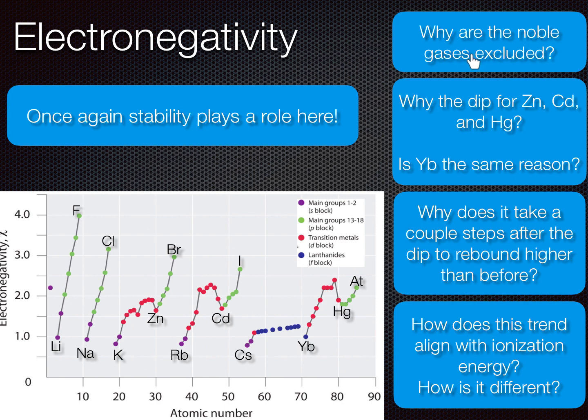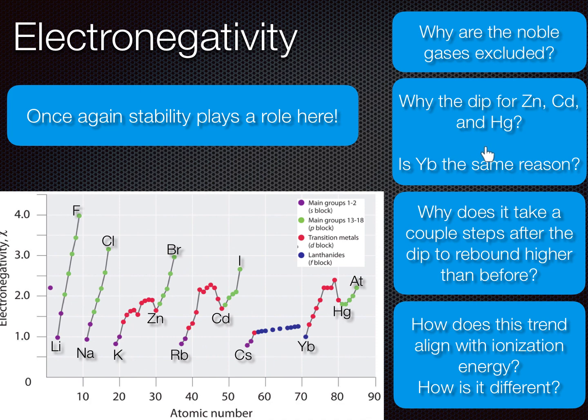Why are the noble gases excluded from the electronegativity trends? It's because noble gases don't create bonds. And if you don't create bonds, you don't collect electrons when you get close to something. If it has a full stable p6 orbital, then it's not going to gain electrons by getting close to anything. And so that's why there are no electronegativity values, as you can see on this little chart, for noble gases.